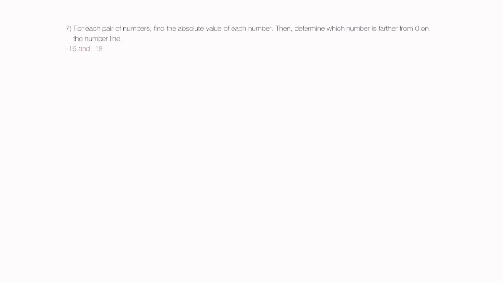For each pair of numbers, find the absolute value of each number. Then determine which number is further from 0 on the number line. And then we determine this.